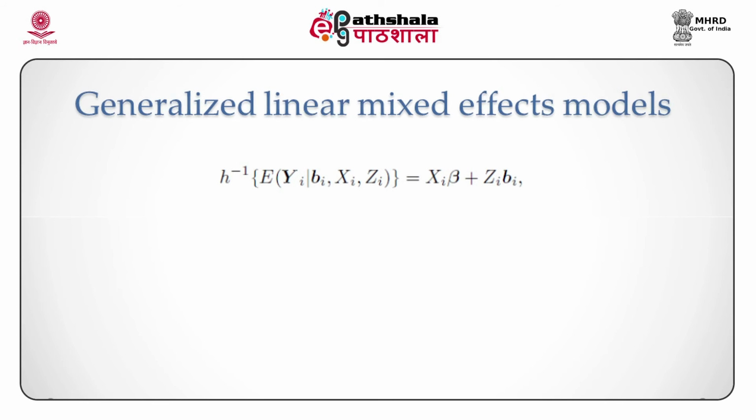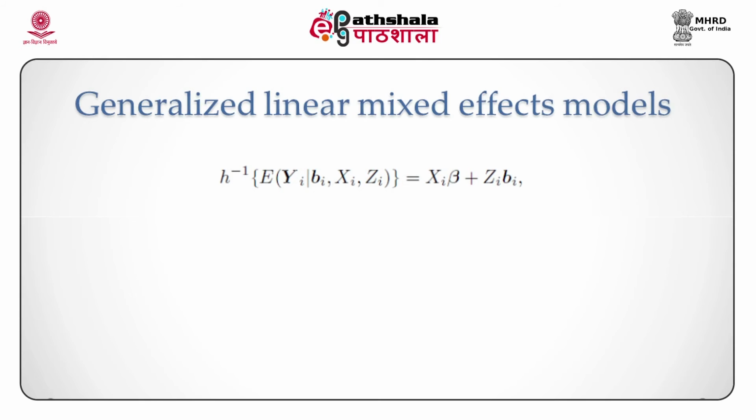Now this is done from the same motivation as is done generally for a GLM, that is to preserve the effect of the interval. So for example, h could be the logit function, and in that case we would say that logit of pi_i over 1 minus pi_i equals x_i beta plus z_i b_i.